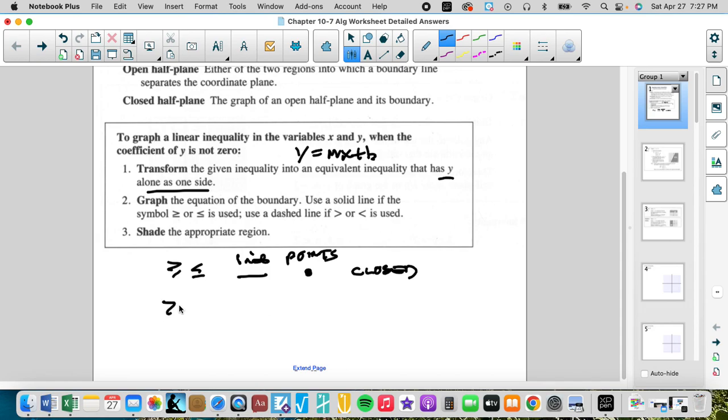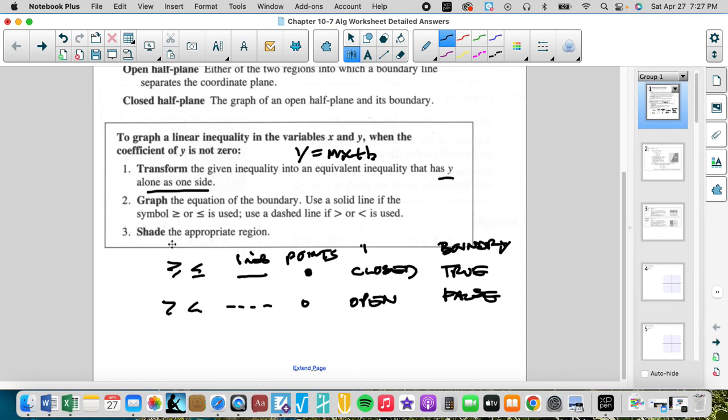When we have greater than or less than, our line is dashed and our points are open. That's a new thing; a lot of people don't do that. Open means that it's false, so that boundary is false. So this is true, this is false, and we'll call this the boundary. We'll call these open or closed points.